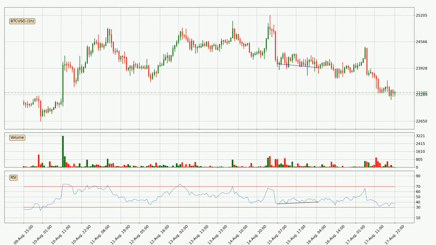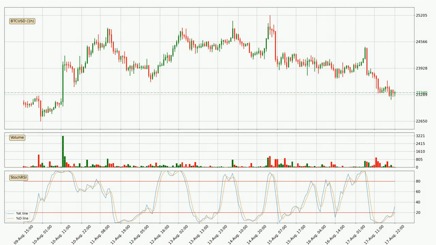Looking for divergence in the hourly time frame, the price went up after the bullish divergence, but then came quickly down again. Moving to the hourly stochastic RSI, there are no signs of the stochastic RSI being oversold or overbought at this time, but because the %K line is over the %D line, we can deduce that the trend is currently on the up.